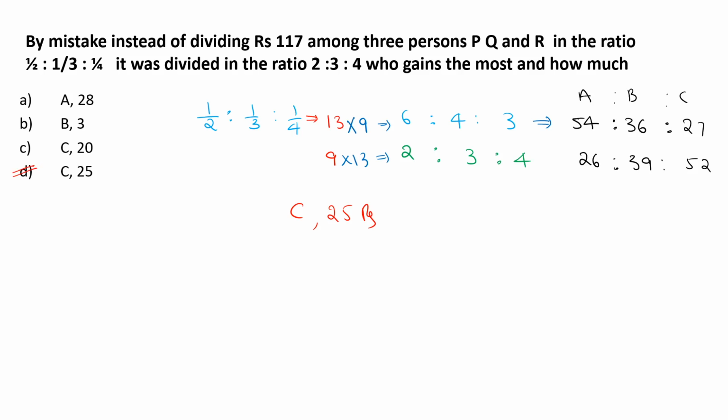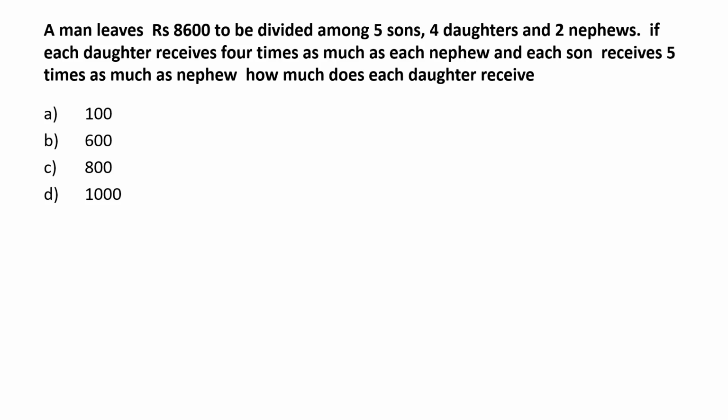Okay. Just move to the next question. A man leaves 8600 to be divided among 5 sons, 4 daughters and 2 nephews. If each daughter receives 4 times as much as each nephew and each son receives 5 times as much as each nephew, how much does each daughter receive?